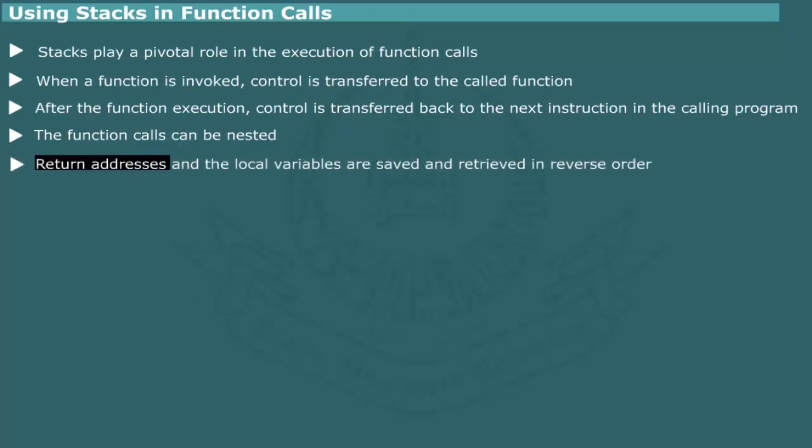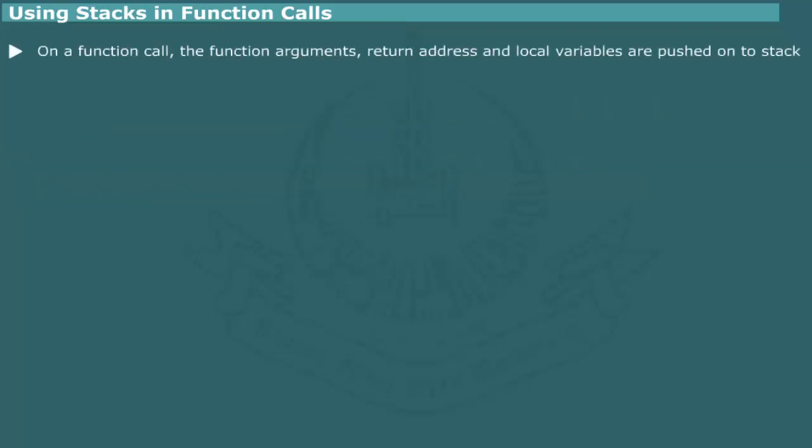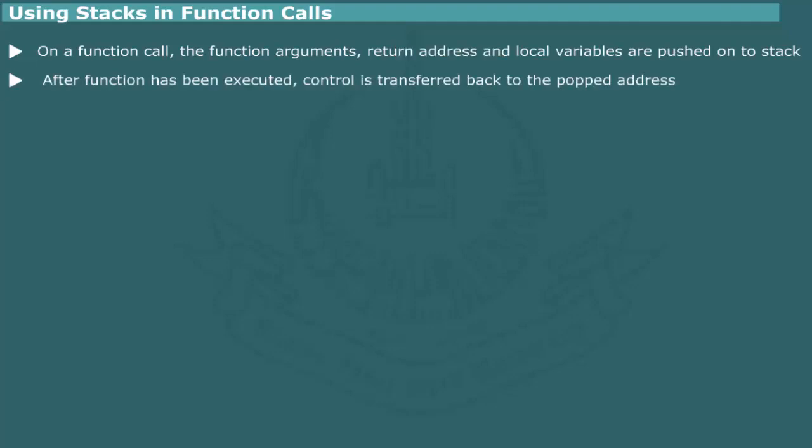Therefore, the return addresses and the local variables must be saved and retrieved in the reverse order. This task can be performed most efficiently with the aid of a stack. When a program or function calls another function, its arguments, the return address, and values held by the local variables are pushed onto the stack. After the called function is executed, the saved data is popped off the stack and control is transferred to the popped address.